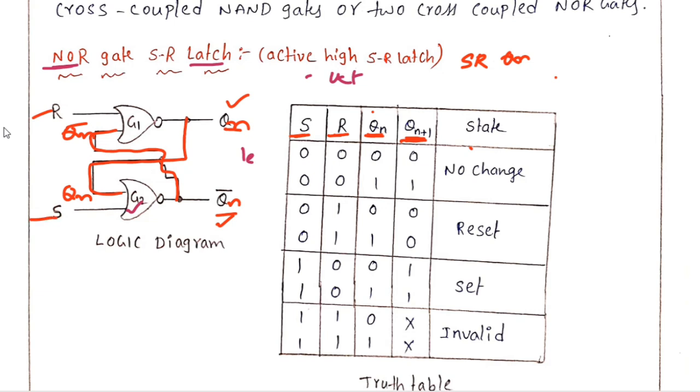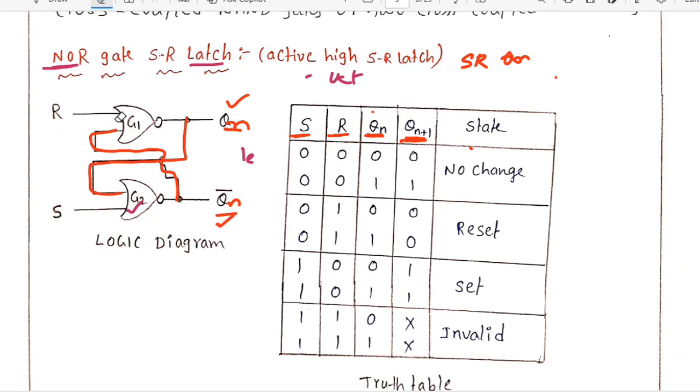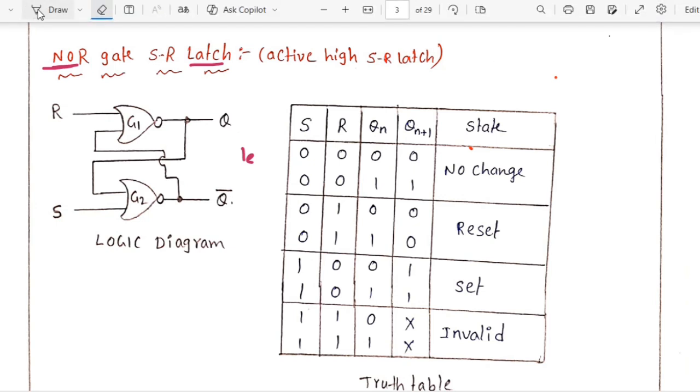So R and S are the present inputs, and Q and Qn bar are the past outputs. After giving the present input and past output, the NOR gate will produce the next state, the final output called Qn plus 1. That is about the inputs. The output of G1 is connected to the input of G2, and the output of G2 is connected to the input of G1. That's why these two are called cross coupled.